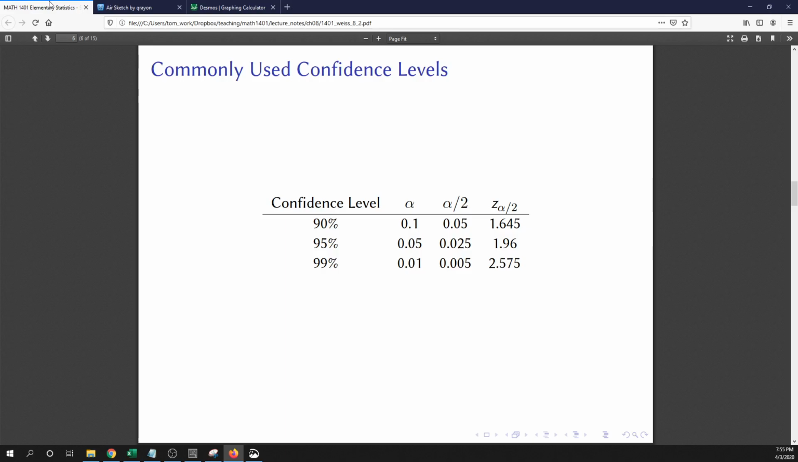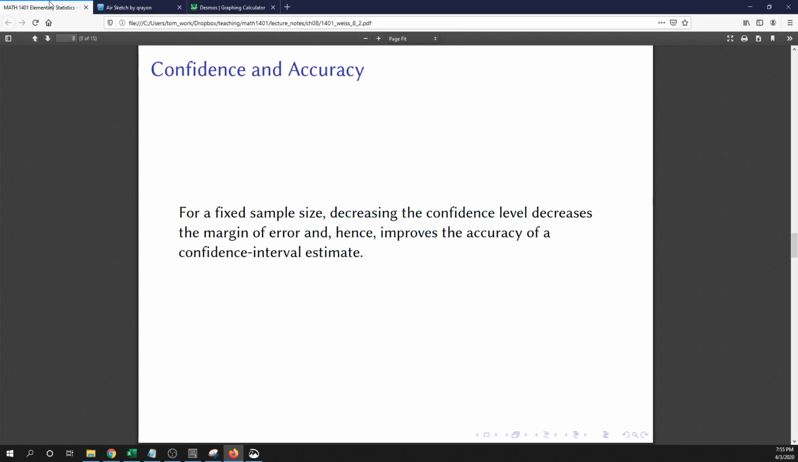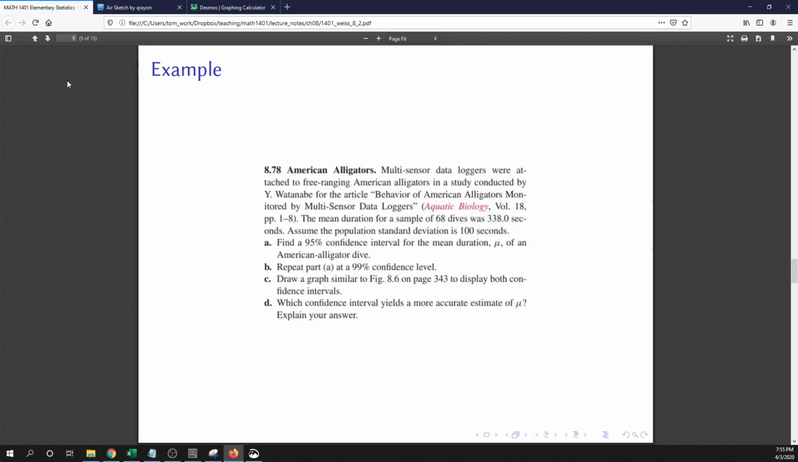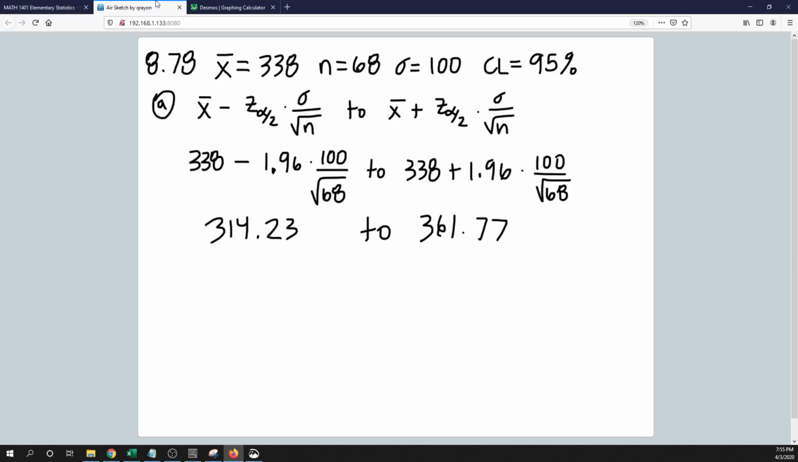All right, so there's our confidence interval. It says repeat part A at a 99% confidence level. Okay, so for a 99% confidence level, I'm going to mark this one as the 95% one here. And so everything is going to be basically exactly the same.